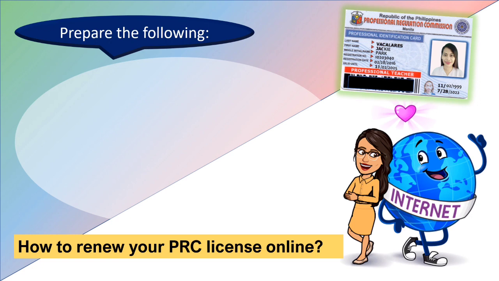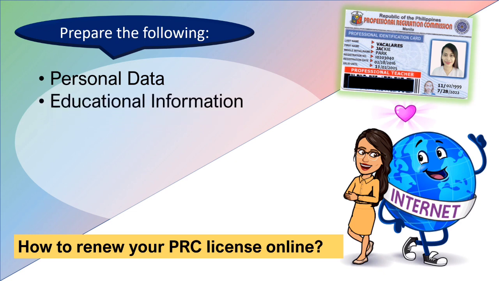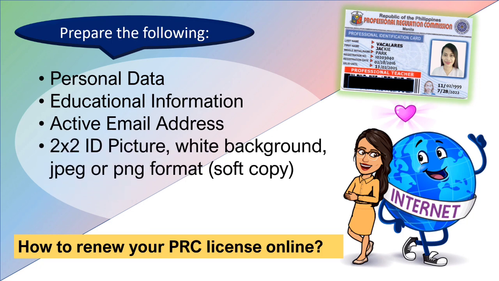But before we proceed with that, I want you to prepare the following so that we can have a smooth process online. Now you have to prepare your personal data, educational information of course, then your active email address, 2x2 ID picture with white background, and it should be in a JPEG or PNG format. It means soft copy. And of course, your online payment. If you miss something from any of this, you should fix it first before we proceed with our online processes.